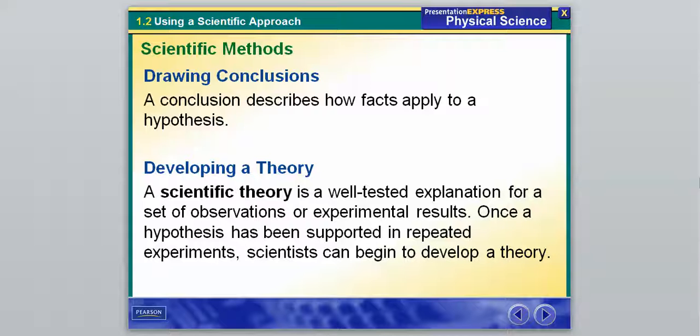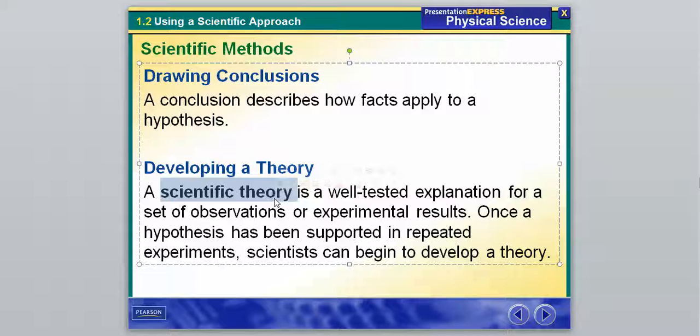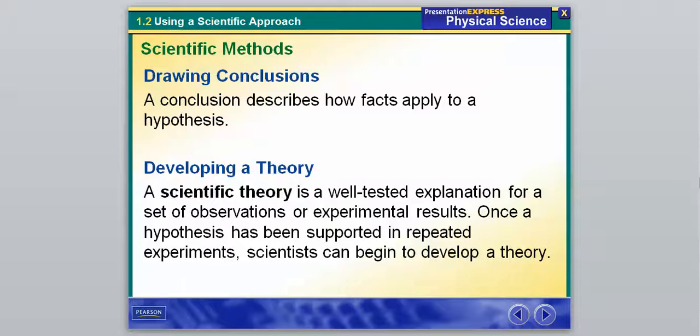And if we do get proven correct enough, we can develop what is called a theory. A scientific theory is a well-tested explanation for a set of observations or experimental results. So once a hypothesis has been supported in repeated experiments, scientists can begin to develop a theory. So again, this is not just going to be something that occurs after one experiment. We can't run one experiment and then say that we have a theory, because it has to be supported with repeated experiments, even with probably different experiments that give us the same results in order for us to actually want to call that a theory and to actually be correct.